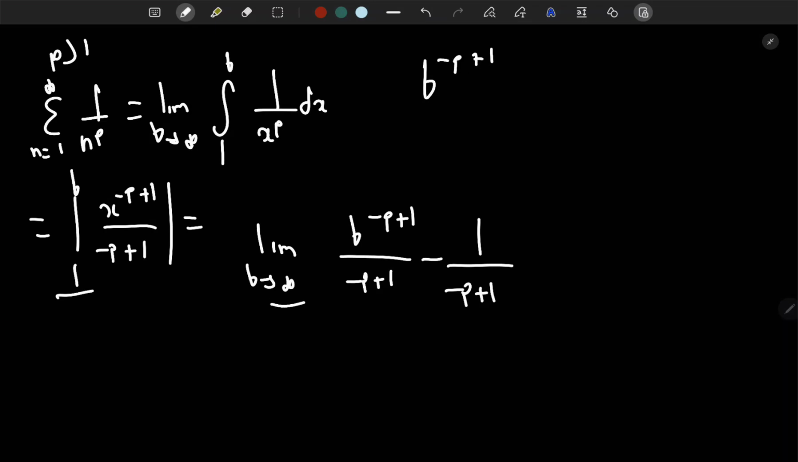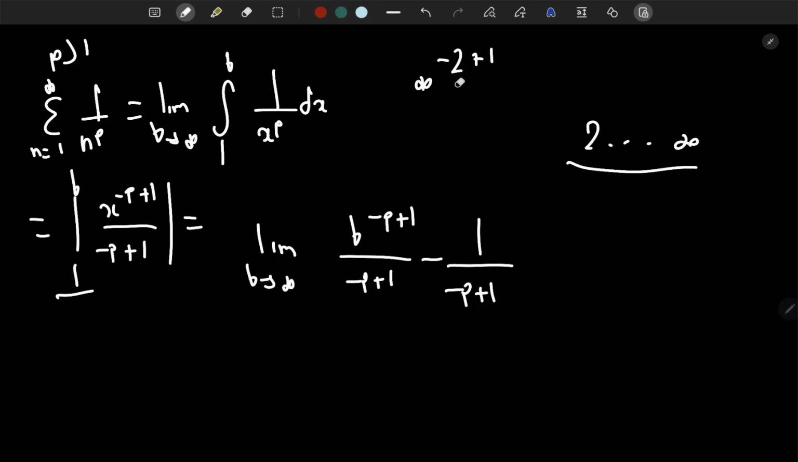Now b we know is positive infinity, so let's replace that with positive infinity. And negative p, we know that p is more than 1. This means it's either 2 or all the way to positive infinity, so we can take any number from 2 to positive infinity. Let's just take 2 for simplicity.